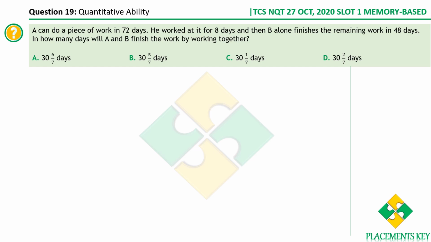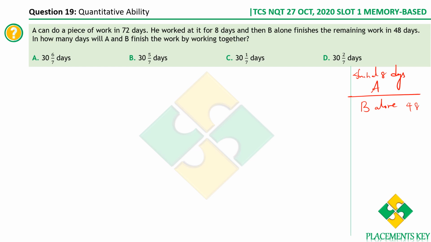A can do a piece of work in 72 days. He worked at it alone for 8 days, and then B alone finishes the remaining work in 48 days. In how many days will A and B finish the work if they are working together? See what is given: for the initial 8 days, A alone has worked. Then A left. Now the remaining work is done by B alone. B alone took 48 days to finish the work. Now we are supposed to find, if both are working together, how much time will they take to finish the work.